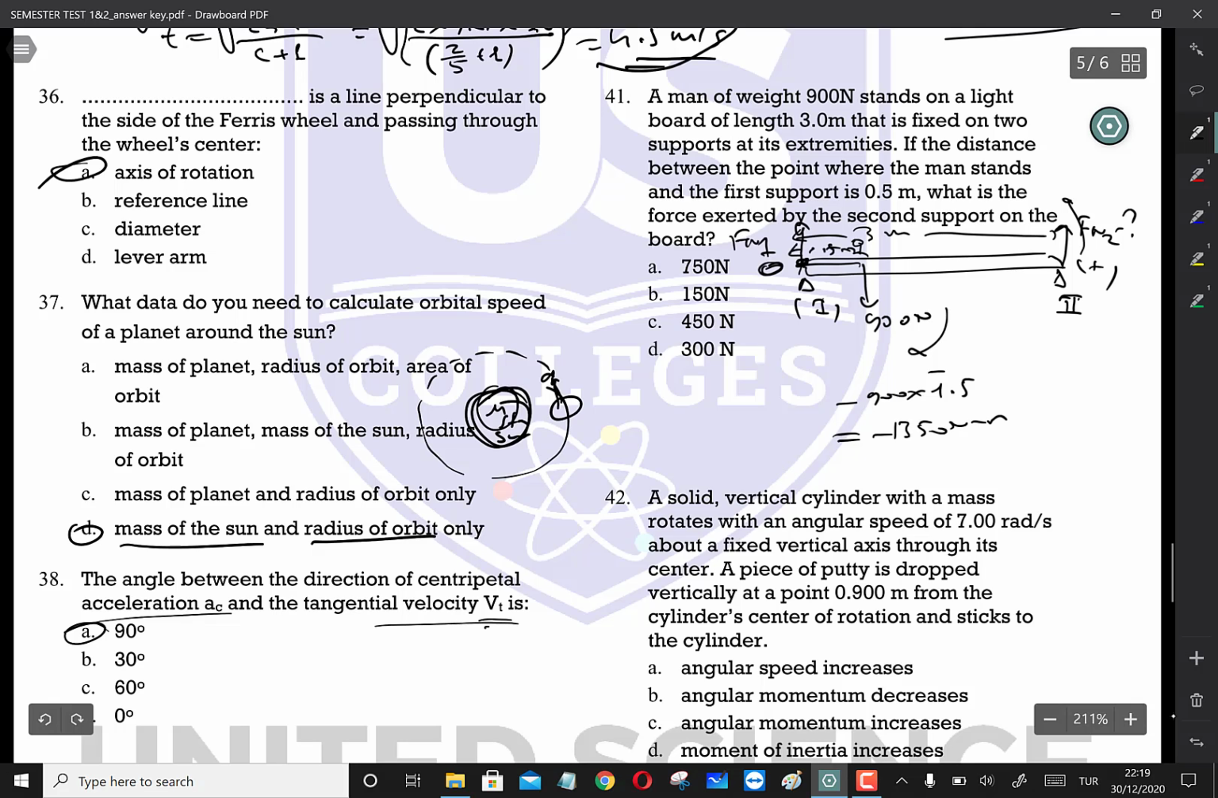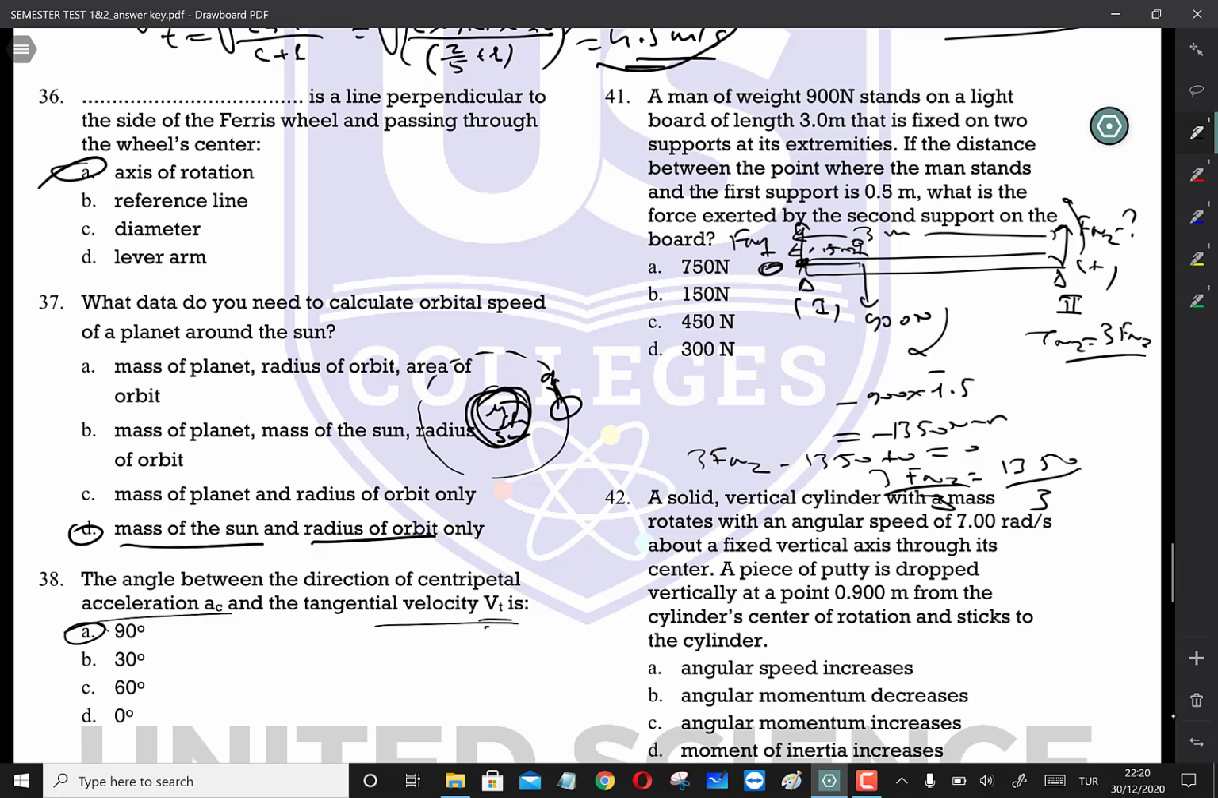And Fn2 produces a positive torque, which is 3 times Fn2. When we add all these torques, the sum is equal to 0. So 3 times Fn2 minus 1350, because Fn1 acts at the axis of rotation, so its torque is 0. So 3 times Fn2 is 1350, divide by 3. The answer is 450 newton.